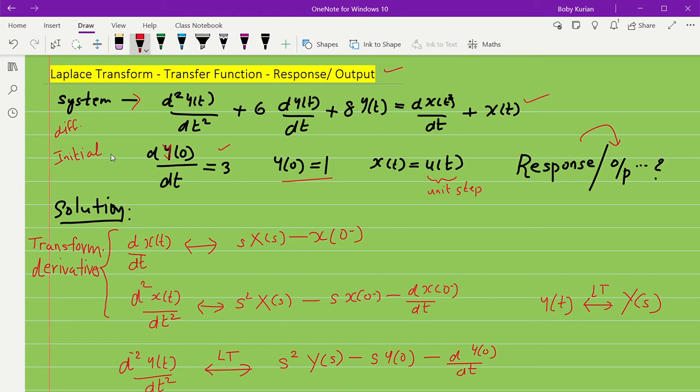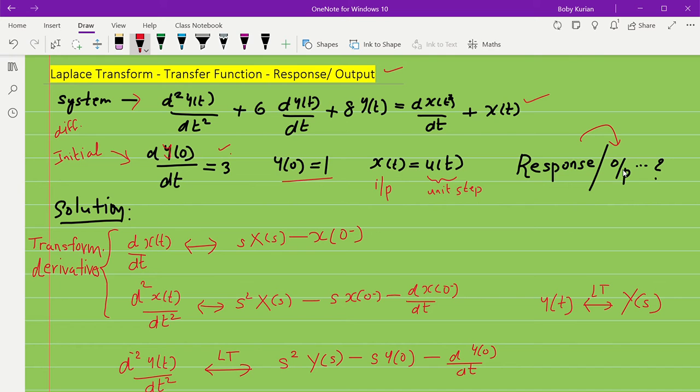Also, some of the initial conditions are given. That is dy of 0 by dt which is equal to 3, y of 0 equal to 1, and the input here is x of t equal to u of t, that is unit step signal. So we are asked to find the response or output of the system.